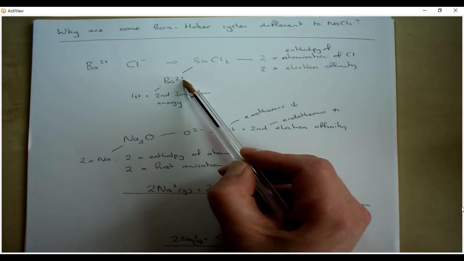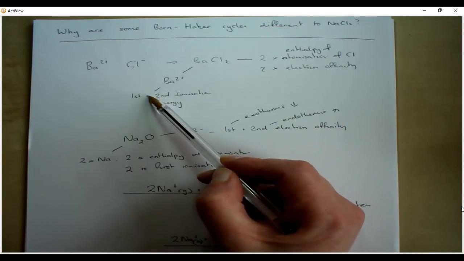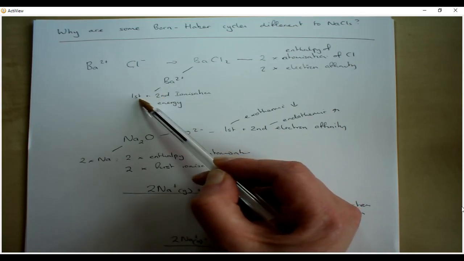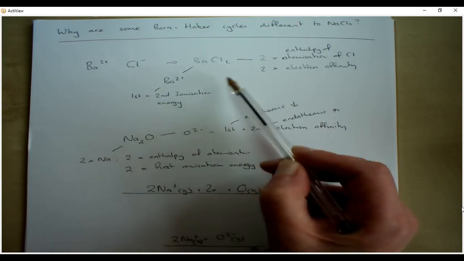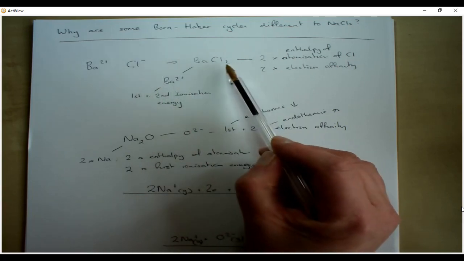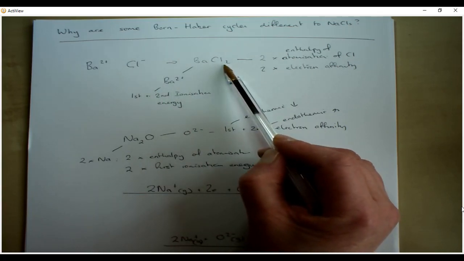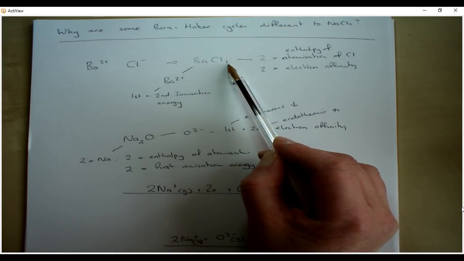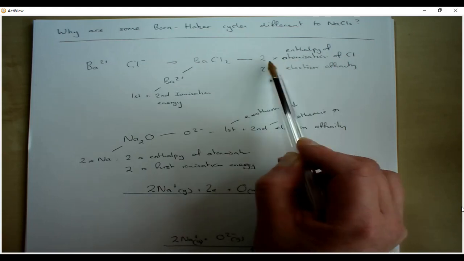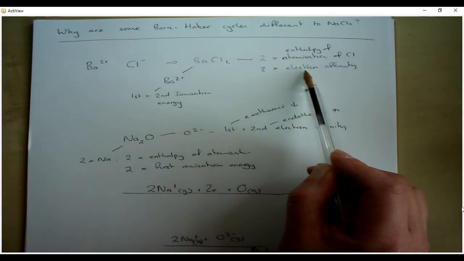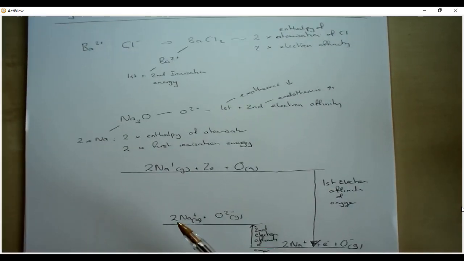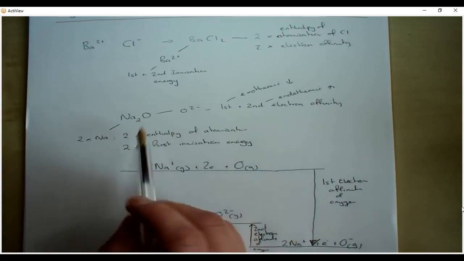The barium, we've already said, is Ba2+. So unlike sodium, which only goes to Na+, so you only need a first ionization energy, for barium we need a first and second ionization energy. For the chlorine, although it's only -1, so we only need the first electron affinity, because there are 2 chloride ions in that compound, we need to times the enthalpy of atomization of chlorine by 2, and we also need to times the electron affinity of chlorine by 2. So that's slightly more complicated than the sodium chloride Born Haber cycle.